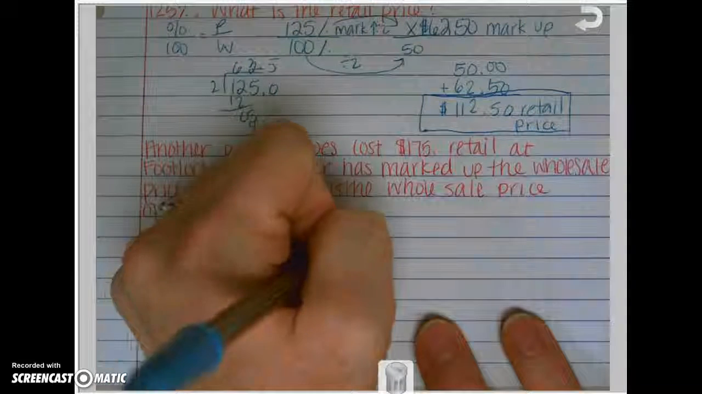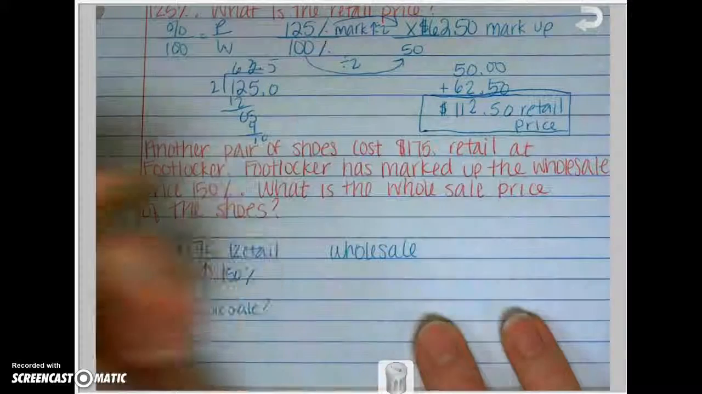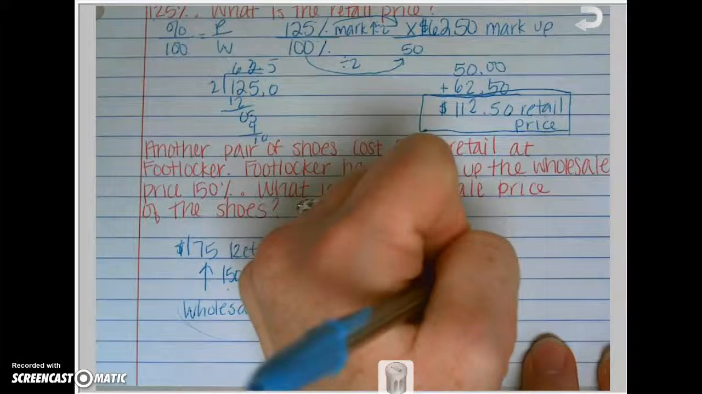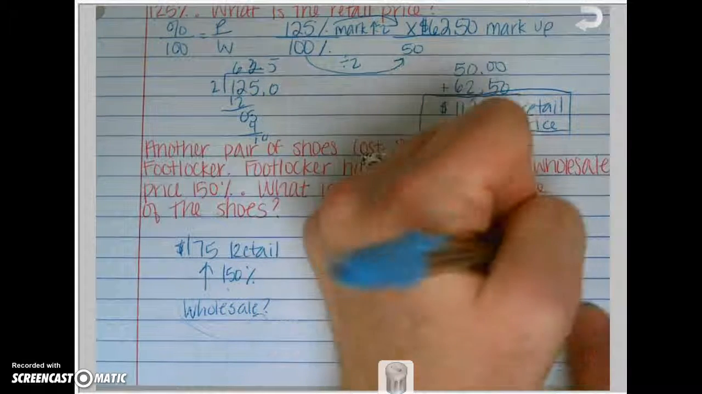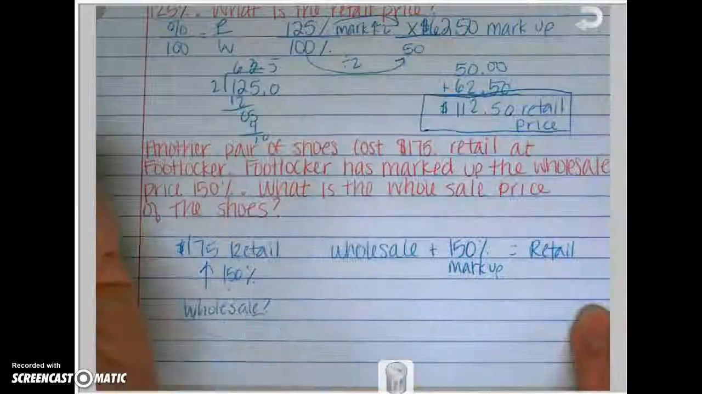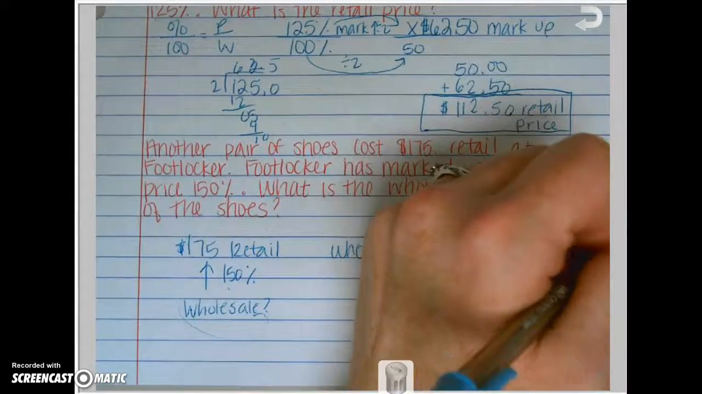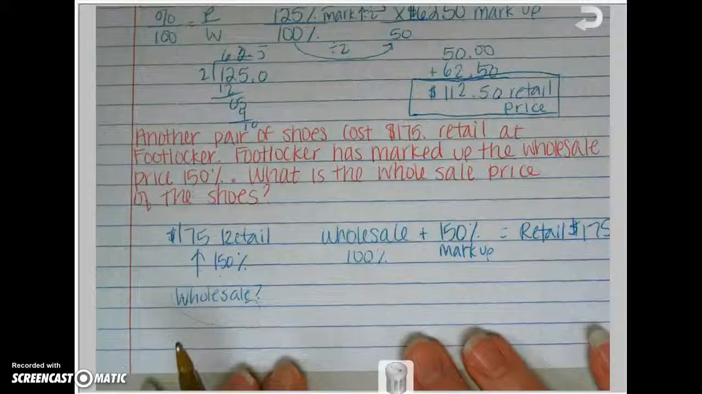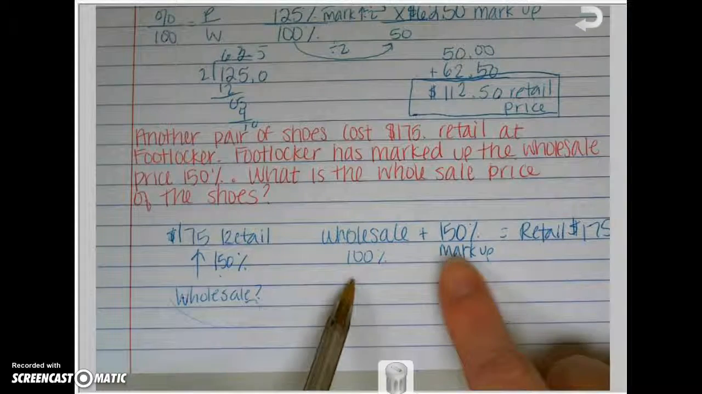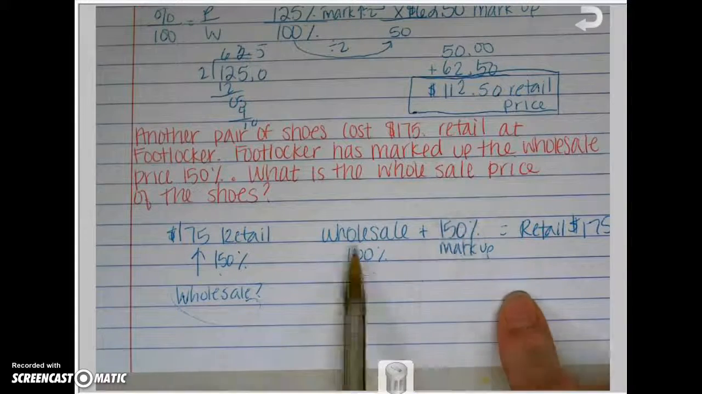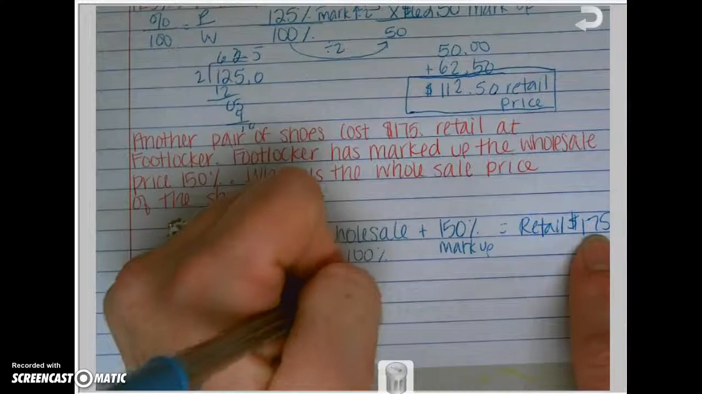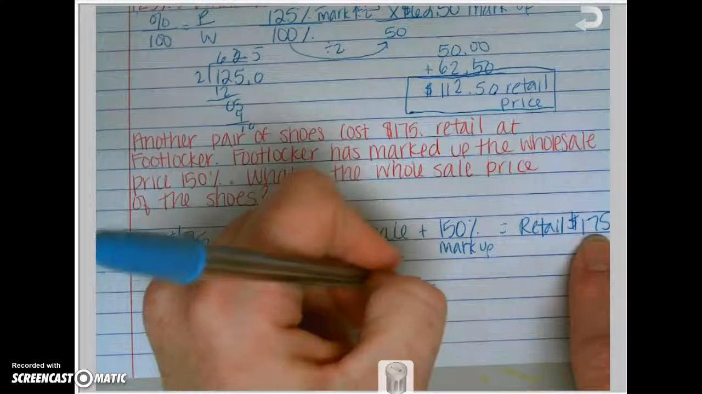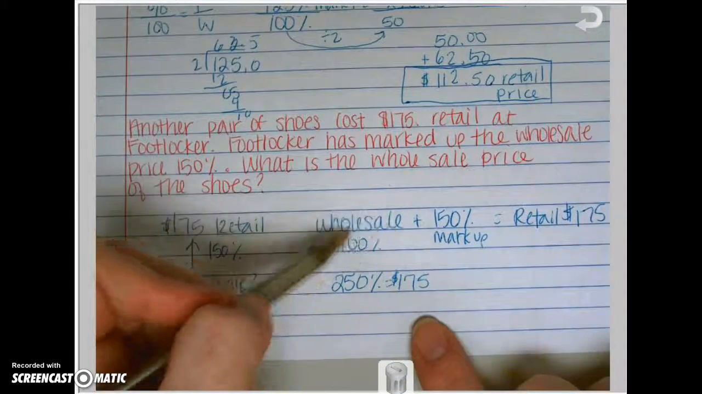So basically, my wholesale plus that 150% markup equals my retail, which is $175. Now, my wholesale would be 100% because it's 100% of the shoes. That's how much it costs to buy them. So if I have the wholesale plus 150% markup, together 250% would be $175. So now you're going to find a proportion. If we want to find the wholesale, we need to find the 100%.